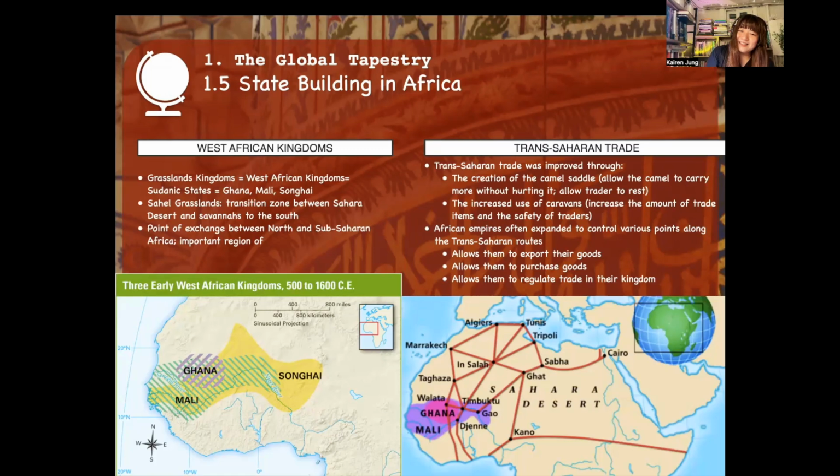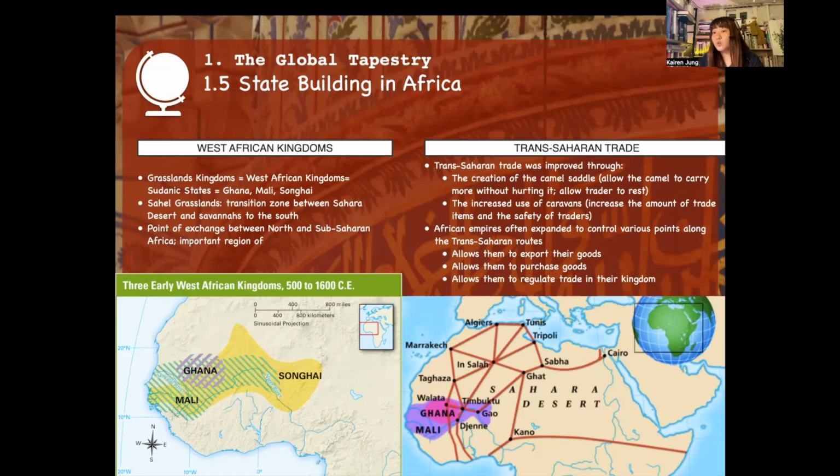The Sahel grasslands are the transition zone between the Sahara Desert and the savannas to the south. And in the savannas, you've probably seen a lot of animal documentaries, where you have zebras, and cheetahs, and lions, and this amazing wildlife that is being endangered by poachers and climate change. But anyhow, that transition zone there between the Sahara Desert of the camels and the savannas of the zebras, right? That's the Sahel grasslands. And the point of exchange between North and Sub-Saharan Africa, this was a very, very important region of commerce and trade and cultural expansion. These three kingdoms. So remember them.